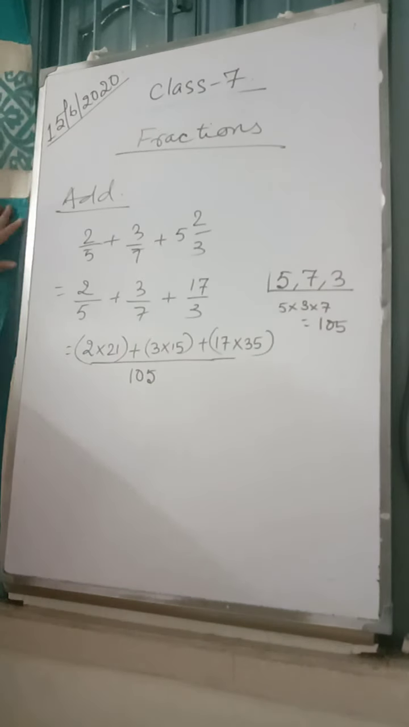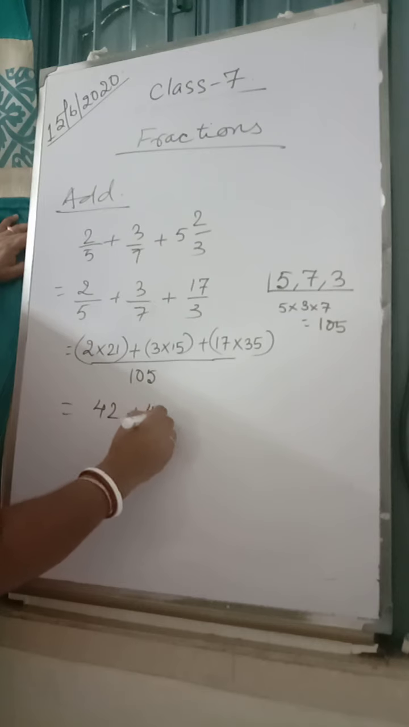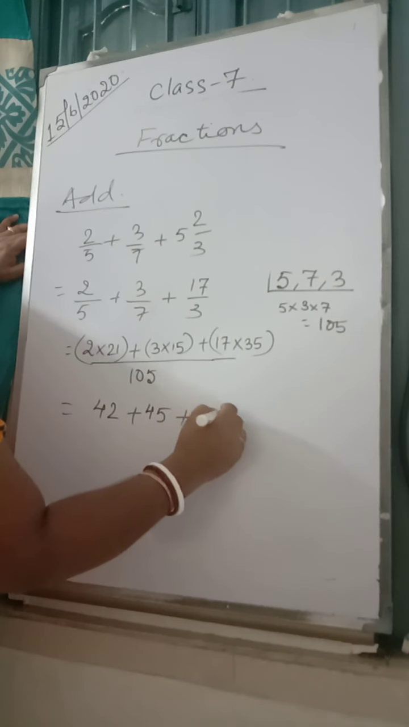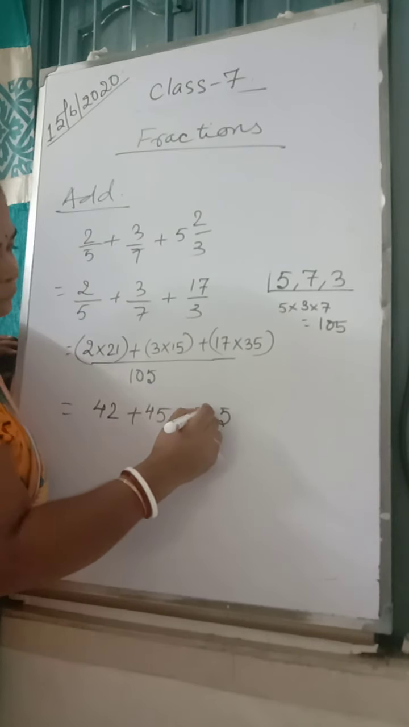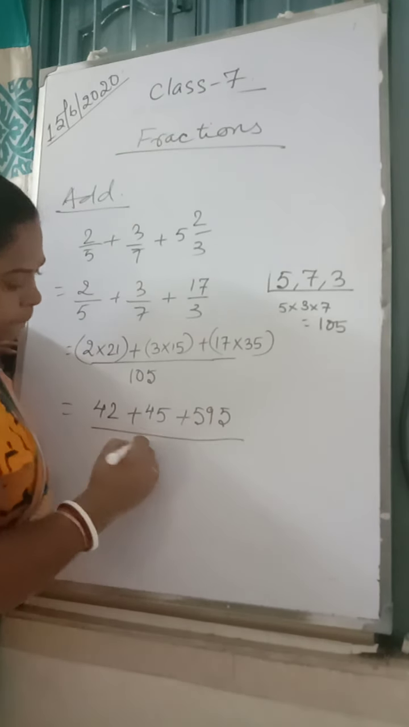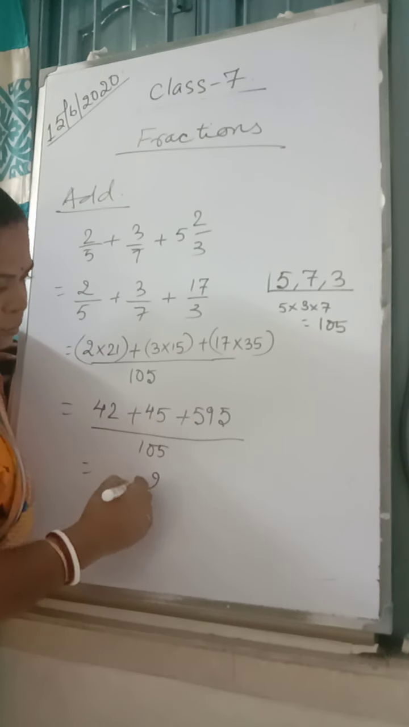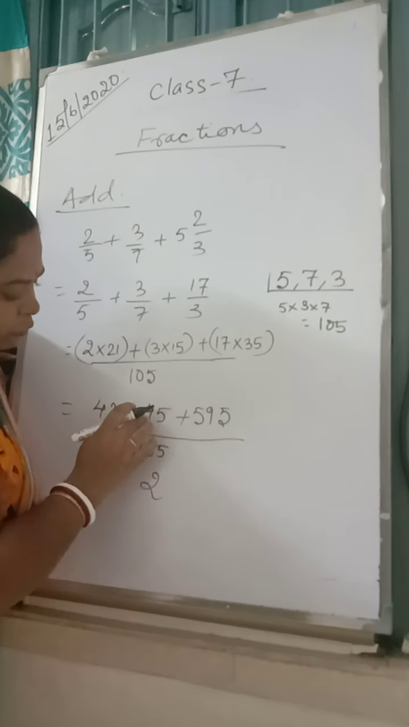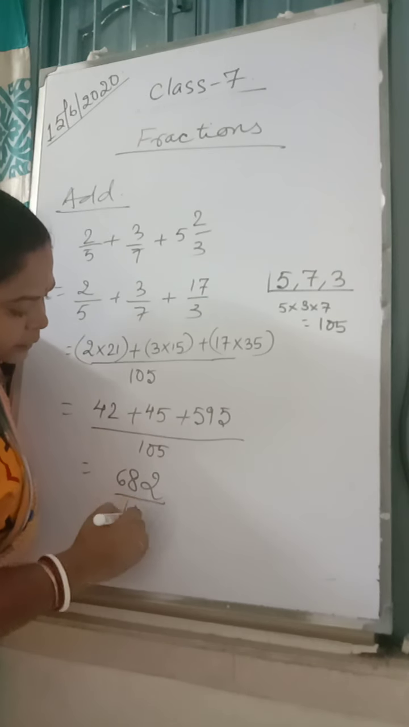Now we'll just see what it gives you. 21 2s are 42, 15 3s are 45, and 17 5s are 85, 17 3s are 51, and the total is 595 by 105. It gives you 682 by 105.